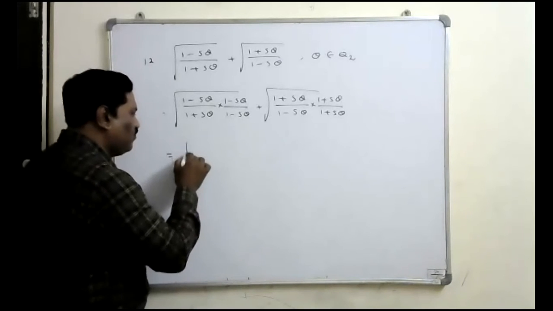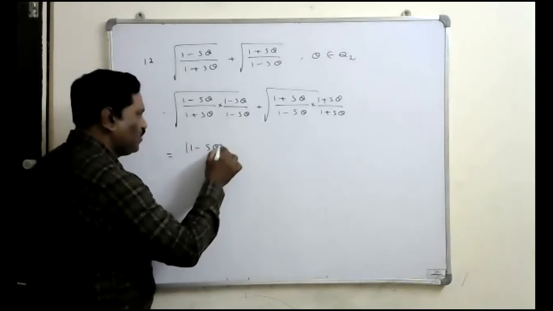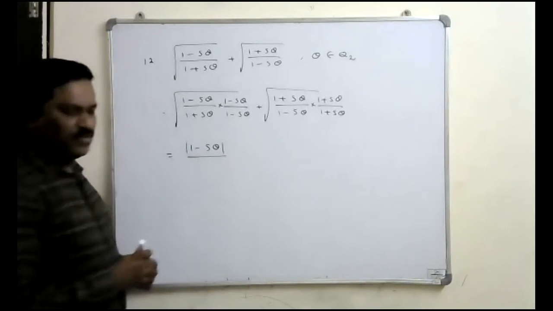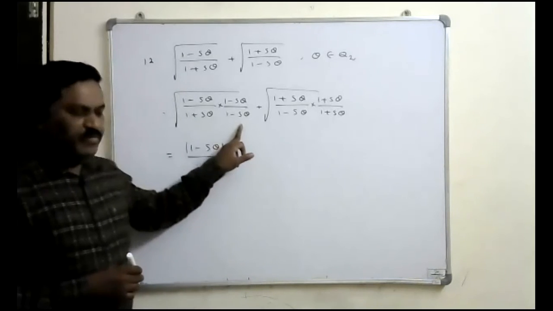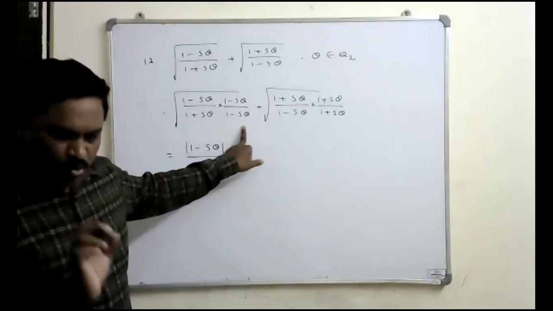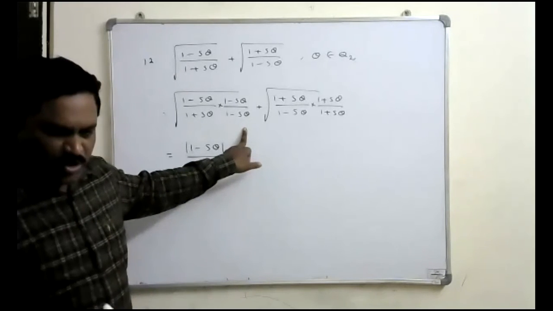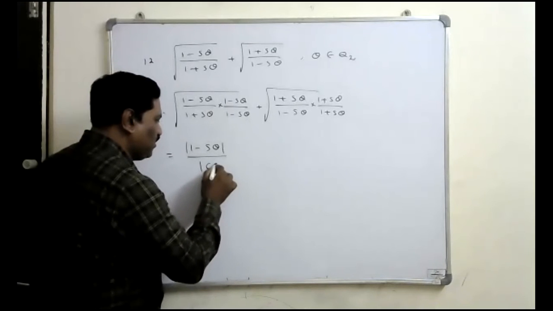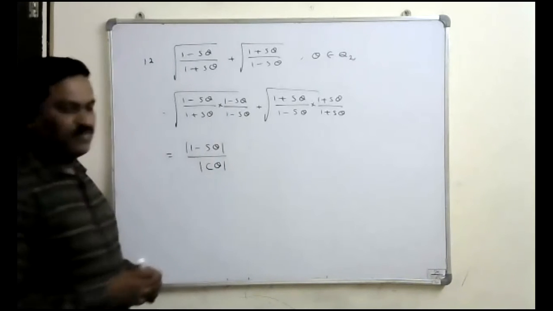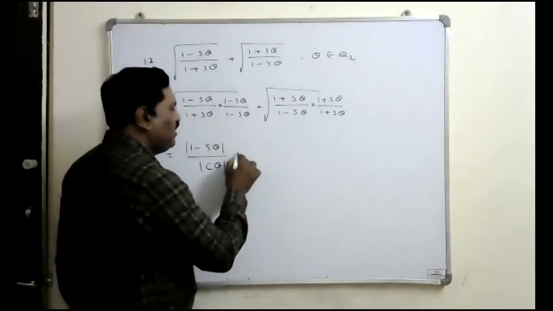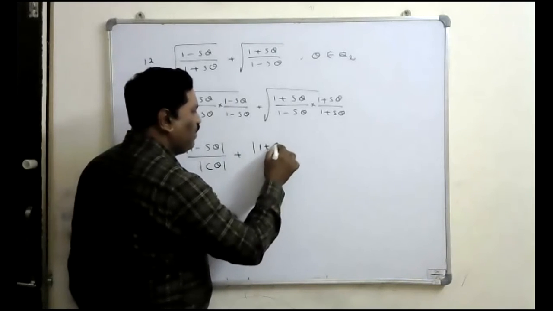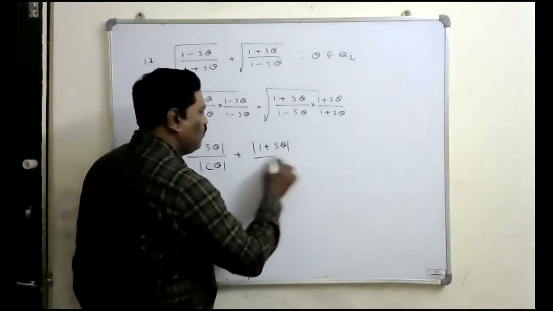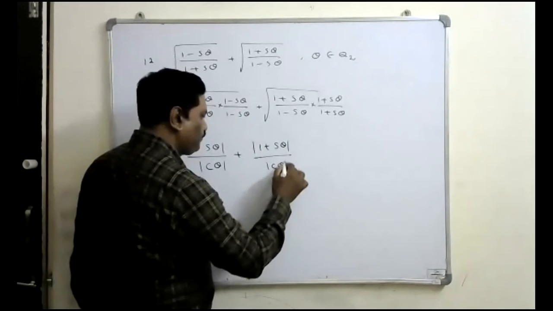You can write mod 1 minus sine theta upon 1 plus sine theta into 1 minus sine theta, which is 1 minus sine square theta, which is cos square theta. Under root cos square theta is mod cos theta. Plus, similarly here also the numerator can write mod 1 plus sine theta upon mod cos theta.